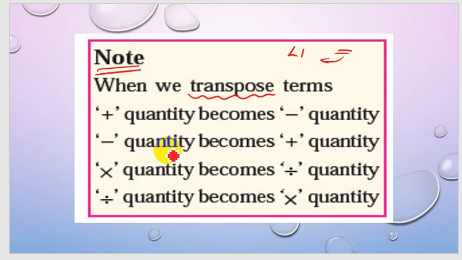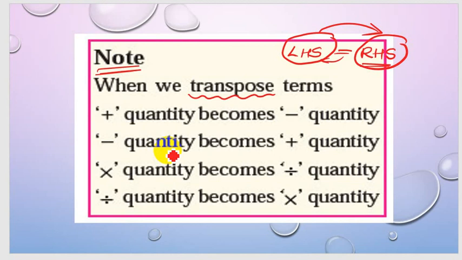To the left hand side of this equality sign we call it LHS, and to the right side of this equality sign we call that RHS. On the left hand side we are having some terms and on the right hand side we are also having some terms. Transposition means moving the terms from one side to the other side. Whenever you are doing such a transposition, we have some changes in the quantities. So let us see those changes.